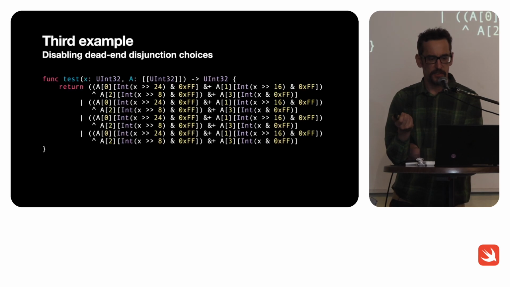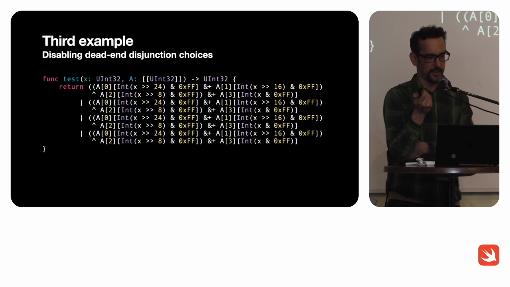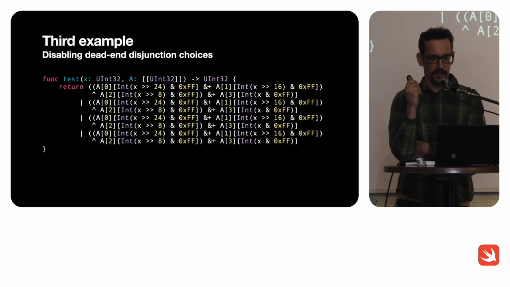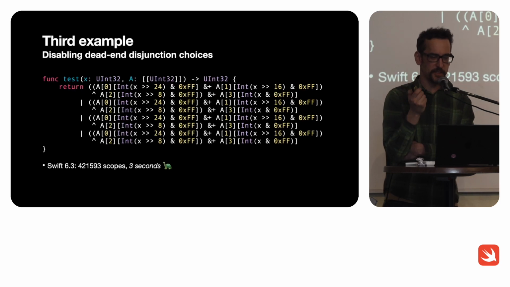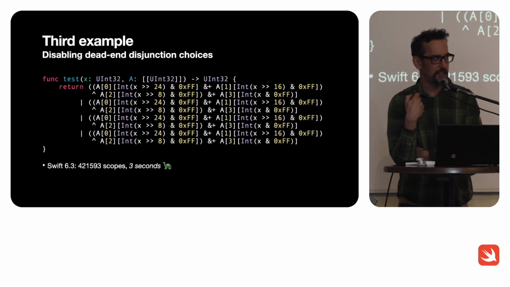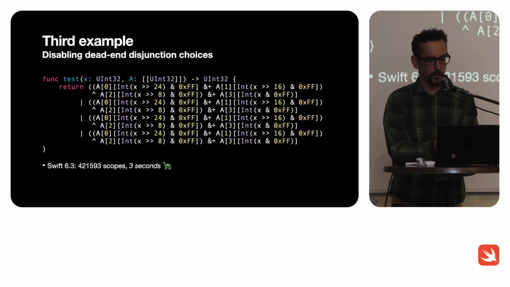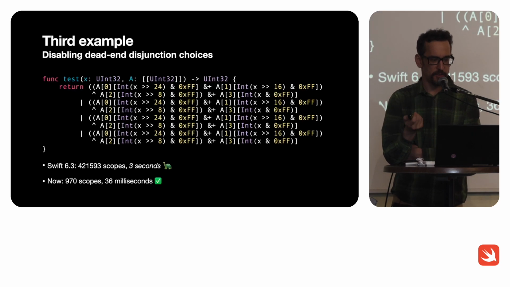So, you've got some array subscripting, bitwise arithmetic, it's just doing a bunch of stuff. And Swift 6.3 does successfully type check this expression, but it takes 3 seconds. That's pretty slow. The whole return statement is a single expression here, but that's still a lot of time. And we're almost halfway to the complexity limit, so if you add a couple more things there, it might be too complex. With some changes we're working on, this now takes 36 milliseconds. And there's still room for improvement here because we enumerated 970 possibilities, but 100 times faster is not bad.